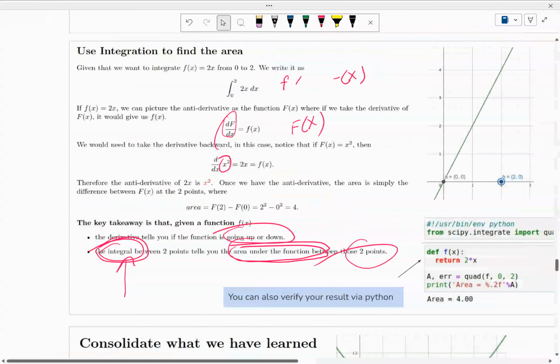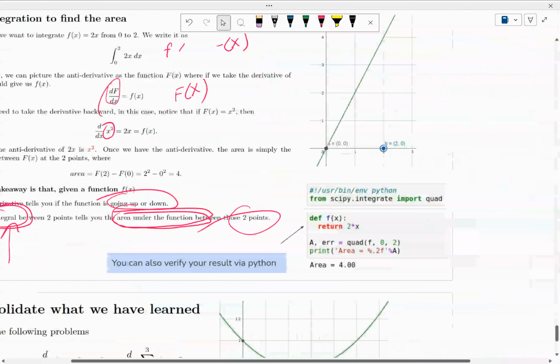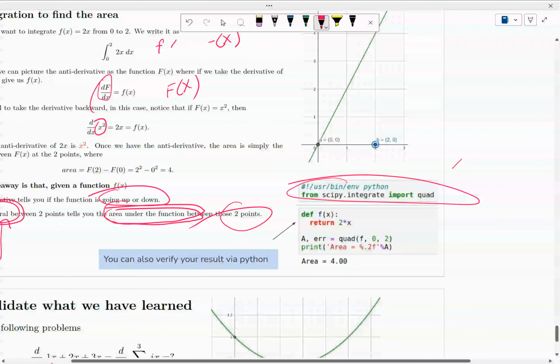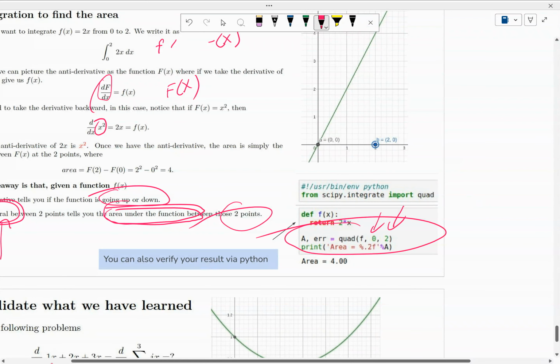Now, of course, you can also verify integration. Over here, you simply define the function. Remember, the function we're working with is 2x. Once you have this, you need to make sure you import quad. Once you have quad, you just call the function f, which you defined, between the points 0 and 2. And guess what? When you print out the area, a, it gives us 4.0. So we just confirmed the result three different ways, right?